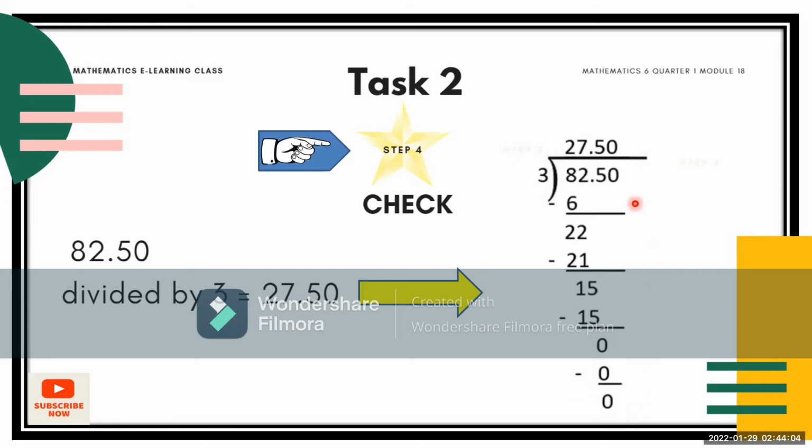Okay, so our final answer will be 27.50. By the way, we have to copy the decimal point. Okay, so we have to align the decimal point with our quotient. If our decimal point is not aligned properly, it won't give us a correct answer. Okay, so this is 27.50, which is our answer.